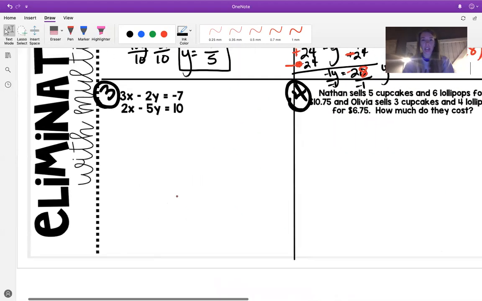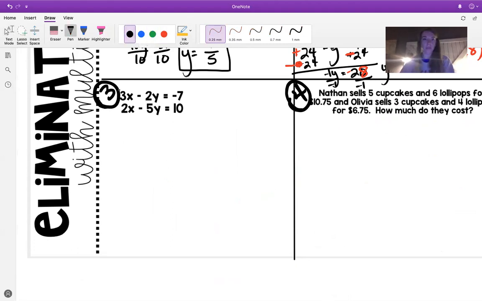Next one. So now I'm seeing this is one where we're going to have to multiply both of the equations in order to get a matching coefficient. All right, so I have to keep my x's together and my y's together. So what is a number that 3 and 2 can both go into? I know that I can multiply this one by 2, and I can multiply this one by 3, and that would allow my x's to match up, and then I could eliminate them.